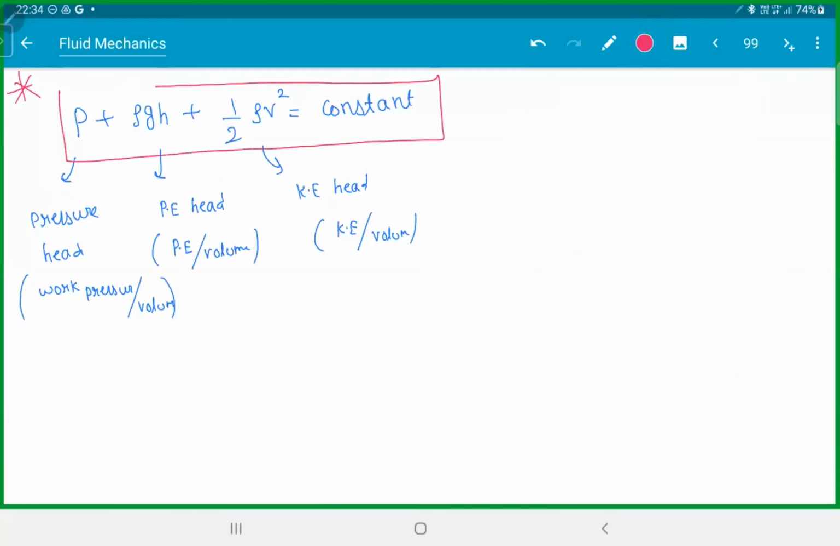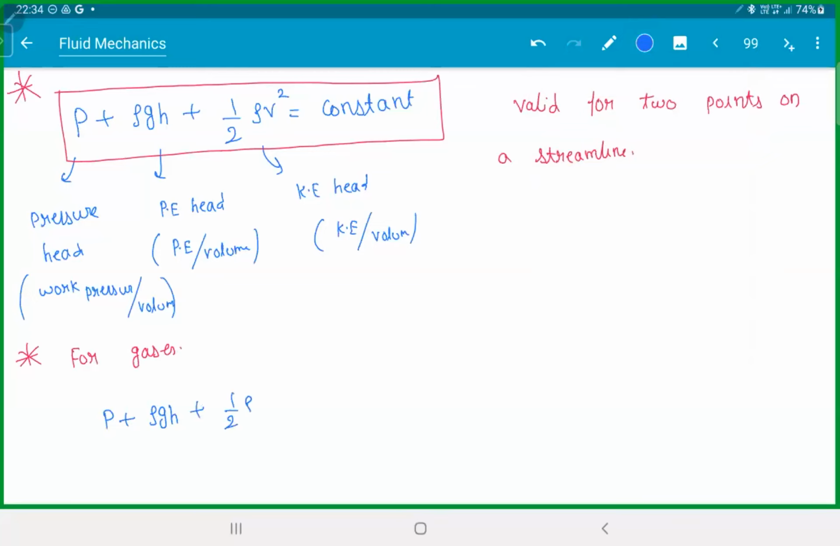Now, the other form of this thing for gases. Let's say the gases are flowing in a streamline flow, something changes in the formula. P plus rho g h plus half rho v square plus U by V. U is the internal energy, because whenever the gases flow, temperature also changes, na? So you have to include that internal energy also for a streamline thing. This is internal energy per unit volume.